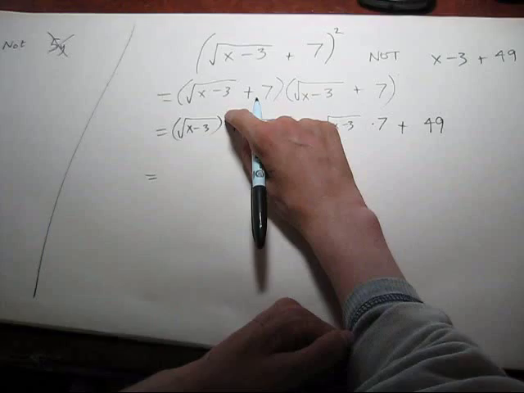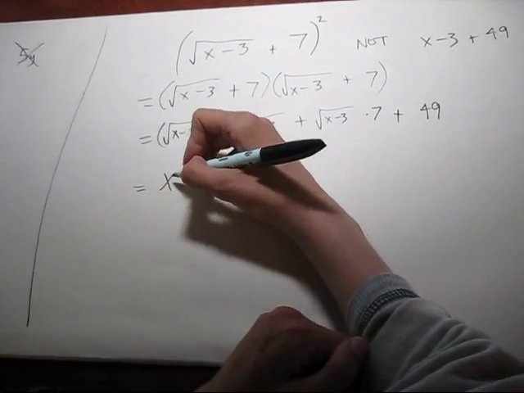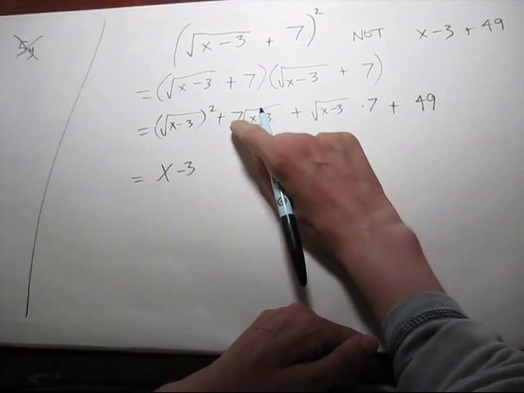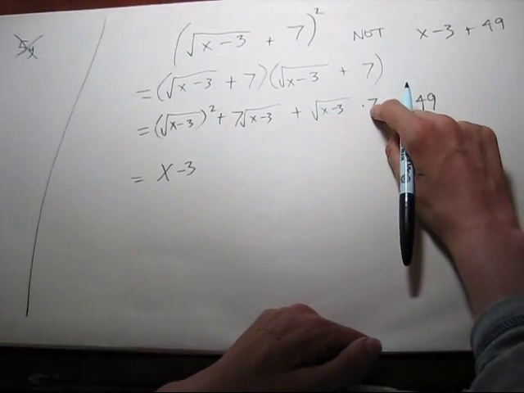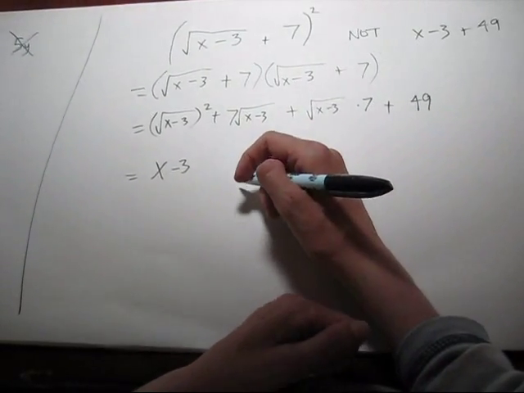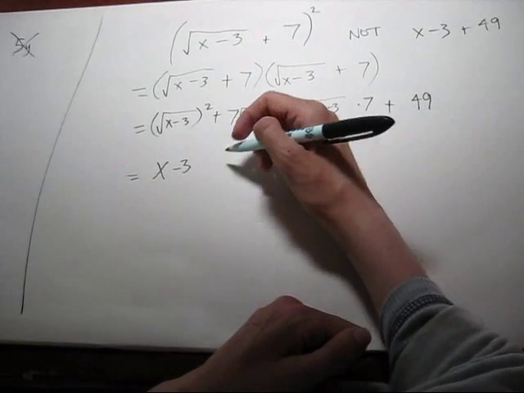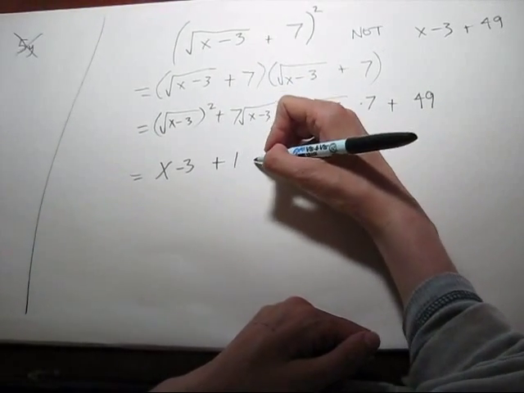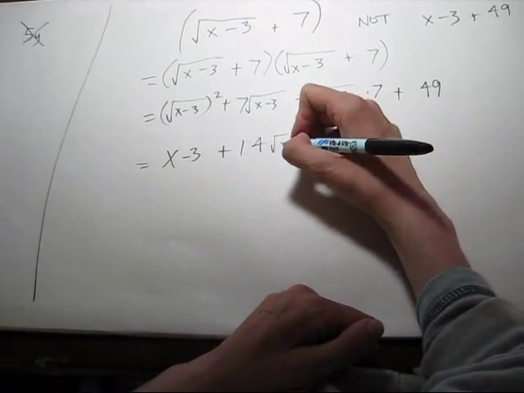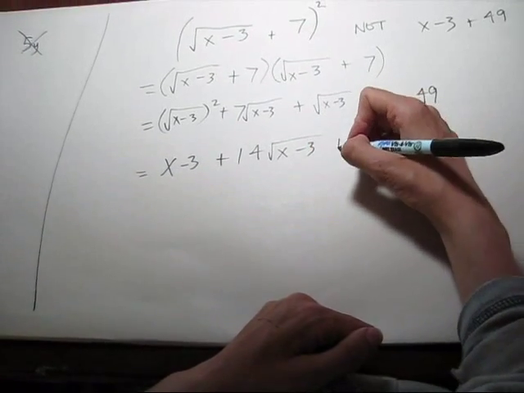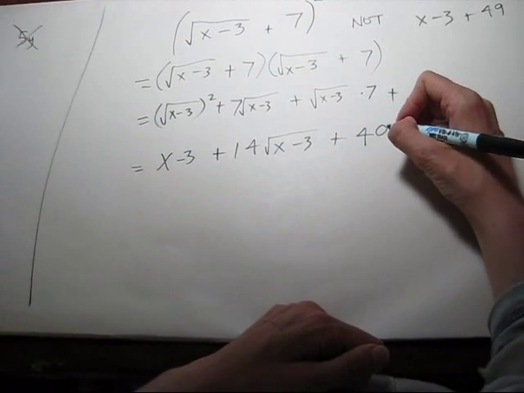Okay, so square root of x minus 3 quantity squared will give us x minus 3. We have 7 times the radical expression and 7 times the radical expression, so we're going to have 2 of those, so we double it. So this will be plus 14 square root of x minus 3 plus 49.